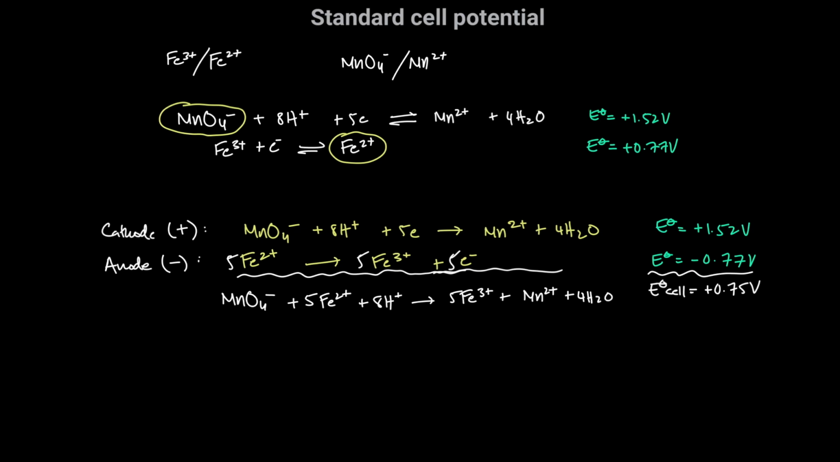And in this equation, we can clearly see that the manganate ions are our oxidizing agent, which undergo reduction, and this is our reducing agent.